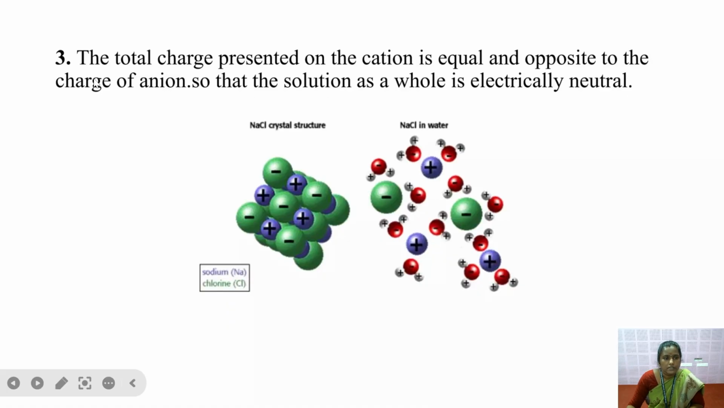And the third postulate: the total charge present on the cations is equal and opposite to the charge on the anions, so that the solution as a whole is electrically neutral. So the positively charged Na+ and the negatively charged Cl- are equal in charge. In this solution it is electrically neutral. This is the third postulate.